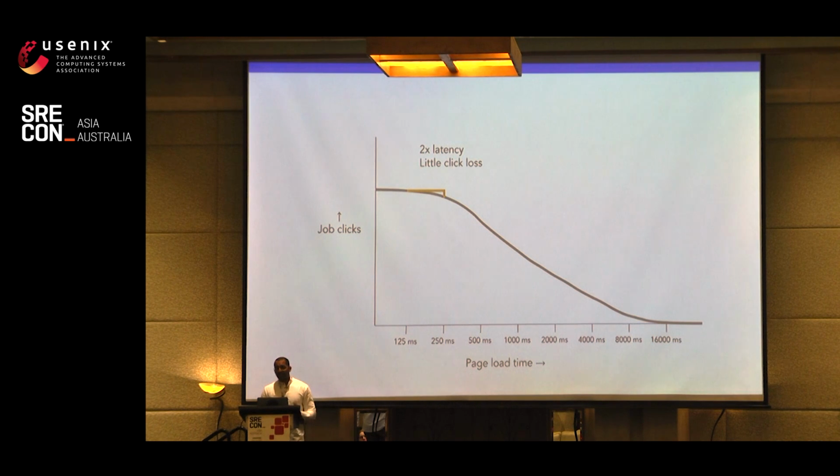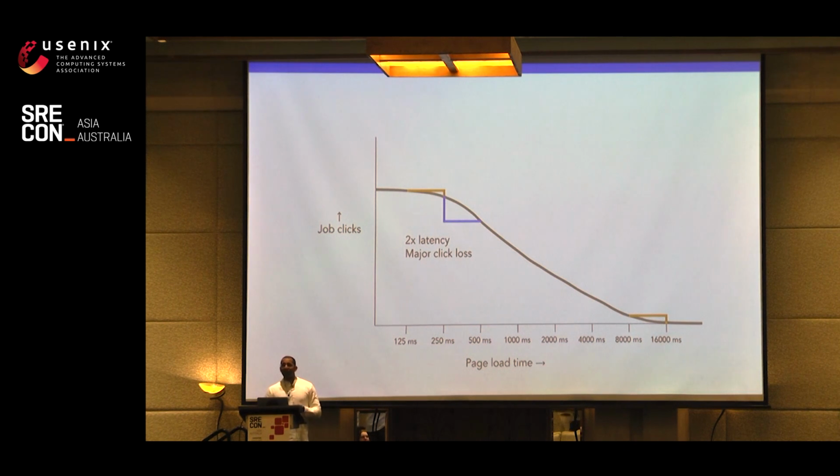At the high end, if we double our latency, we see relatively little click loss because there's not much user-perceptible difference between 125 milliseconds and 250 milliseconds. We also see something similar at the low end. If we go from 8,000 milliseconds to 16,000 milliseconds, the experience is so catastrophically broken that we've lost everything well before we got to 8,000 milliseconds. So there's very little user experience to lose if we double that and make it considerably worse.